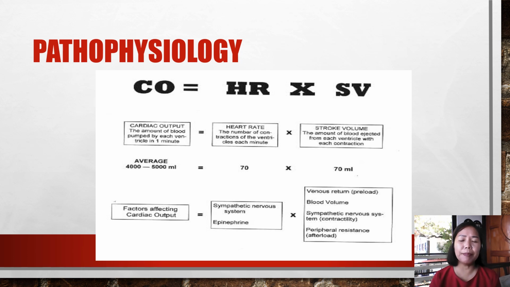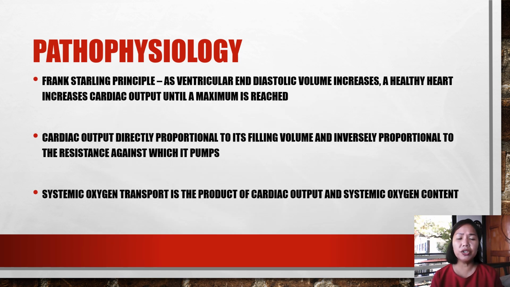Cardiac output is dependent on the heart rate and stroke volume, or the amount of blood ejected from each ventricle. Heart rate is affected by the sympathetic nervous system, and stroke volume is affected by preload, contractility, and afterload. The pathophysiology of heart failure is governed by the Frank-Starling law, which states that when there is an increase in end-diastolic volume, there is also an increase in the cardiac output until a maximum is reached.